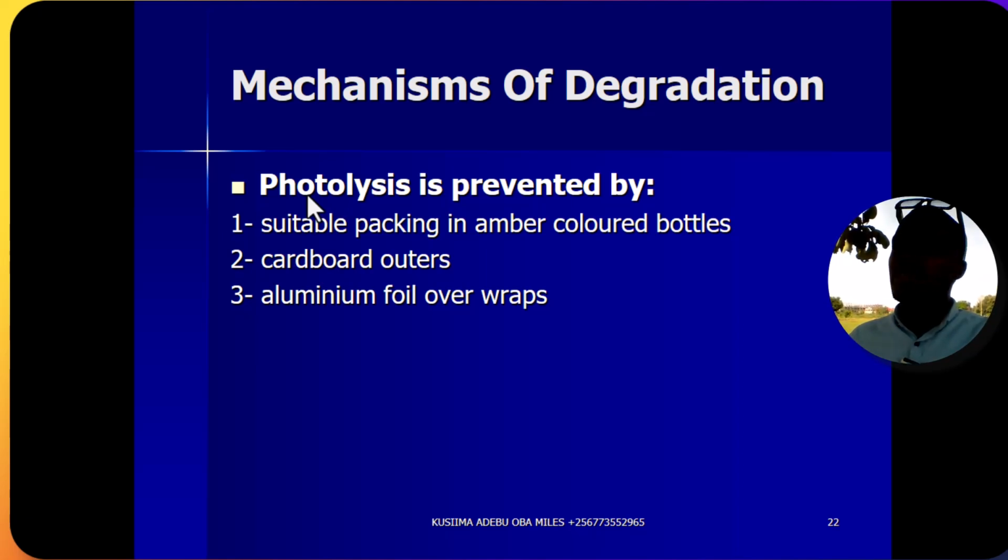We wrap them in aluminium foils because we know they cannot permit light to pass through them, and also use suitable packaging materials like amber colored bottles. That's why we keep some medicines in bottles which you cannot easily see through, to prevent photolysis.